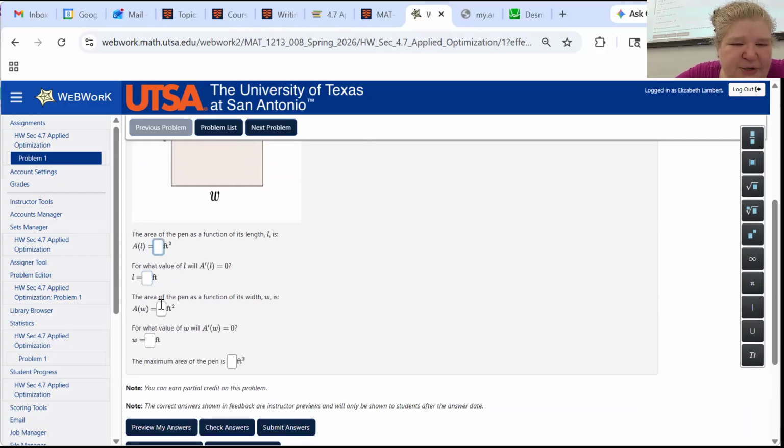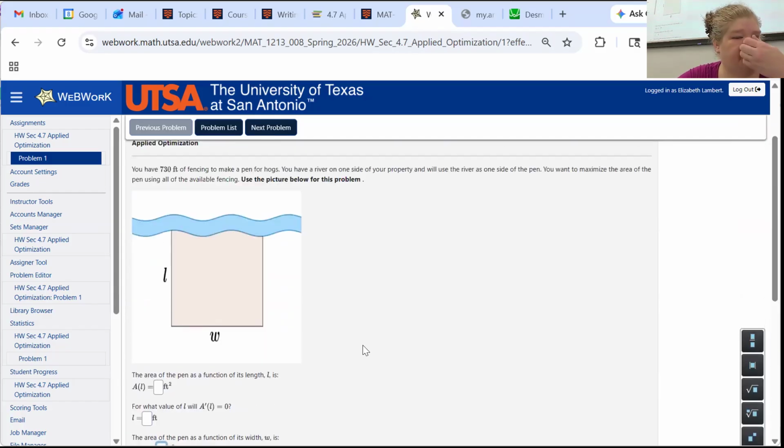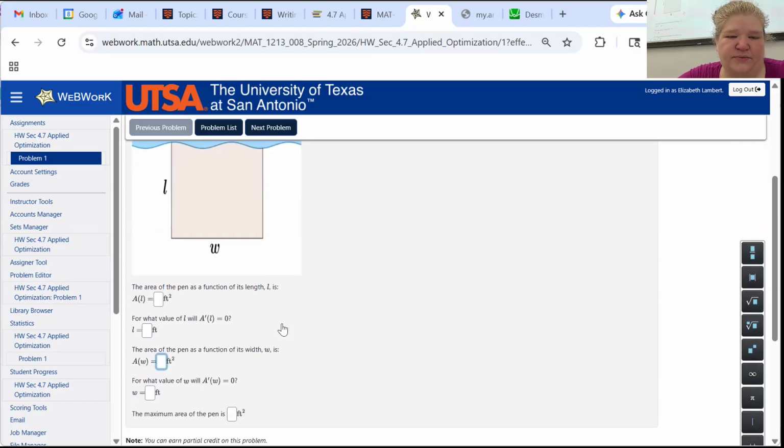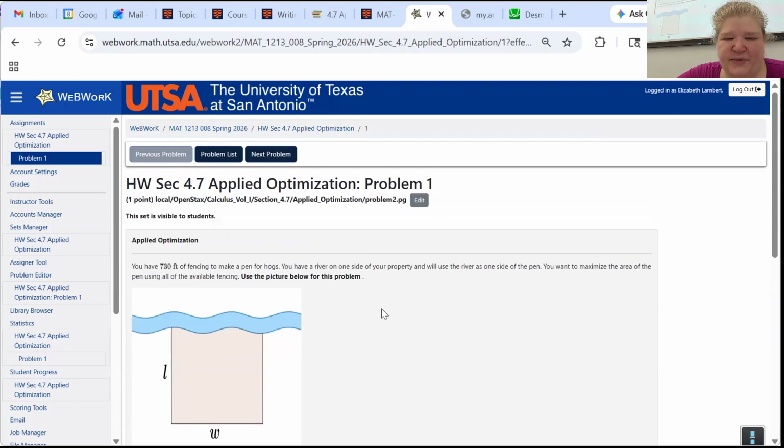Oh, this one is asking you to do the problem in two different ways. So they want you to come up with a formula in terms of length and a formula in terms of W. And the formula in terms of length, with the way they put the things, is actually going to be a little uglier. So I think they swapped the letters from what we did, but it's workable.